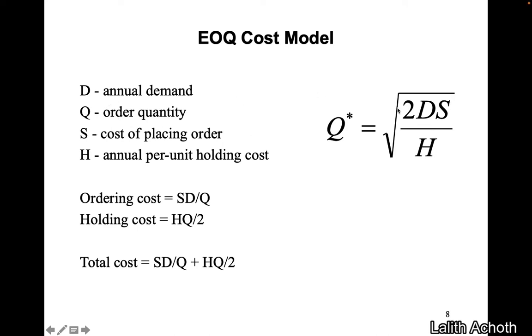So D is the demand, Q is the order quantity, which of course we're going to find out, the optimum. S is the cost of placing the order, that's ordering cost. And H is called the holding cost. So as I showed you earlier, ordering cost is calculated as SD divided by Q. Holding cost is calculated as HQ divided by 2. And the total cost is SD divided by Q plus HQ divided by 2. Okay, that gives us a total cost. So this is a simple formula that will help you to arrive at the economic order quantity.